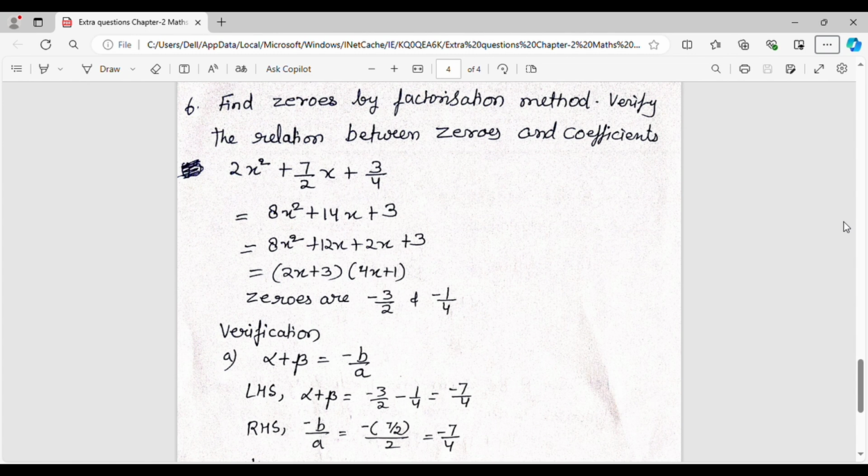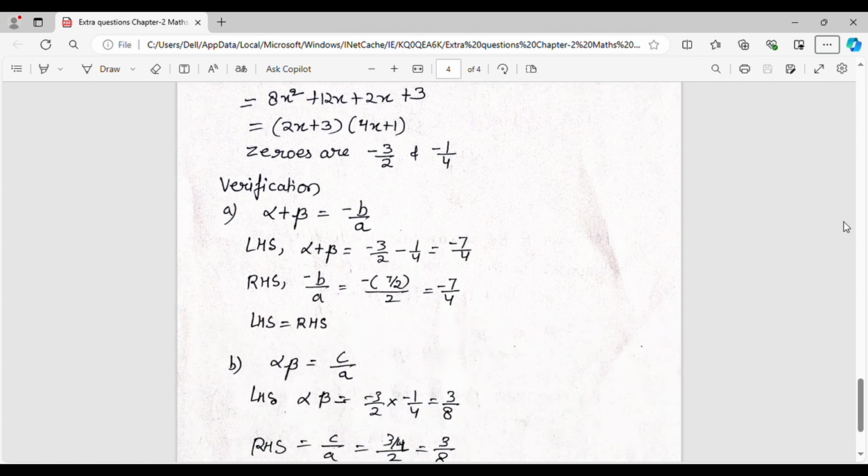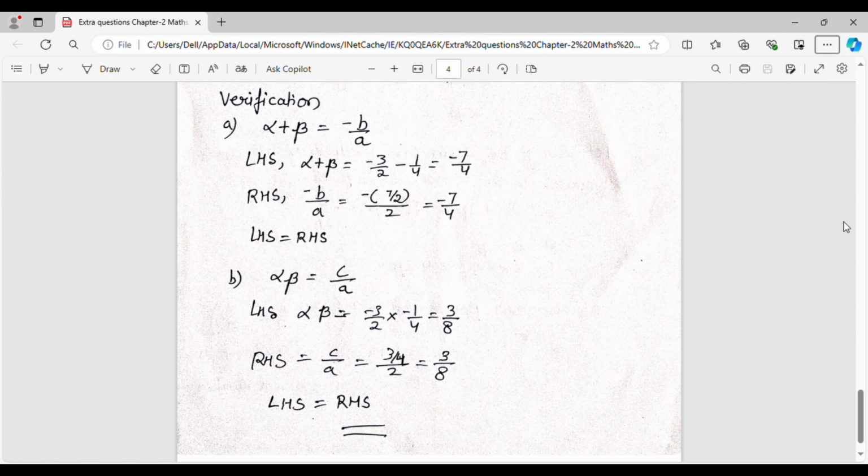After splitting the middle term and taking common from either of the pairs, we will get 2x plus 3 and 4x plus 1. So the zeros would be minus 3 upon 2 and minus 1 by 4. Next part of the question is we have to verify the relation between the zeros and coefficients. So our first relation is alpha plus beta is minus b upon a.